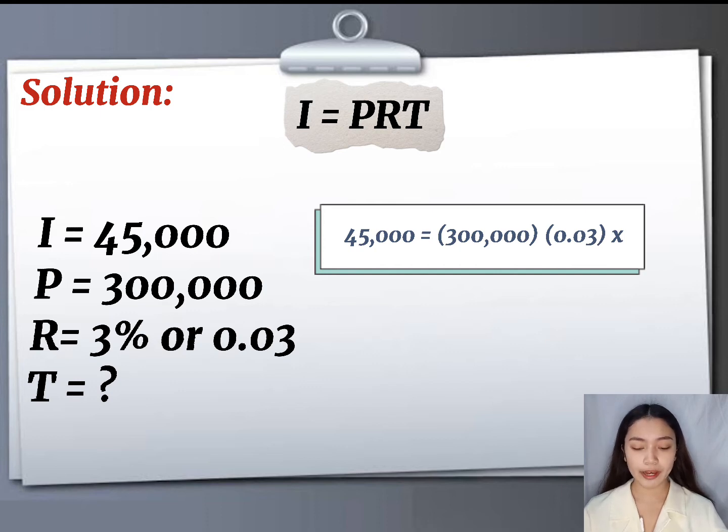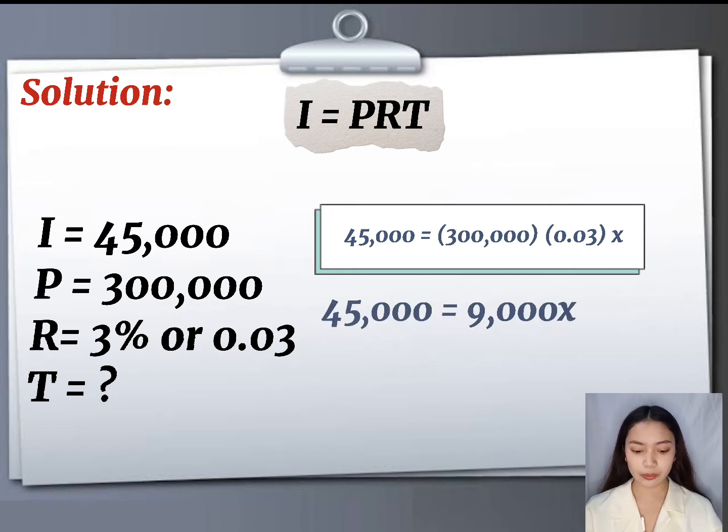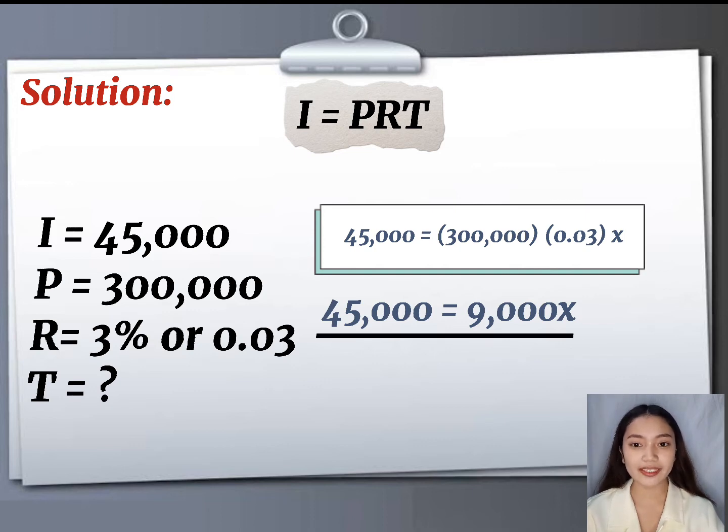If you are going to use algebra, the process is the same when we have a variable. So, we have 45,000 is equal to 300,000 multiplied by 0.03 and X. 45,000 is equal to 9,000 times X. To solve for X, divide both sides by 9,000, cancel. We get X is equal to 45,000 divided by 9,000. We have X is equal to 5. So basically, the answer is 5 years.